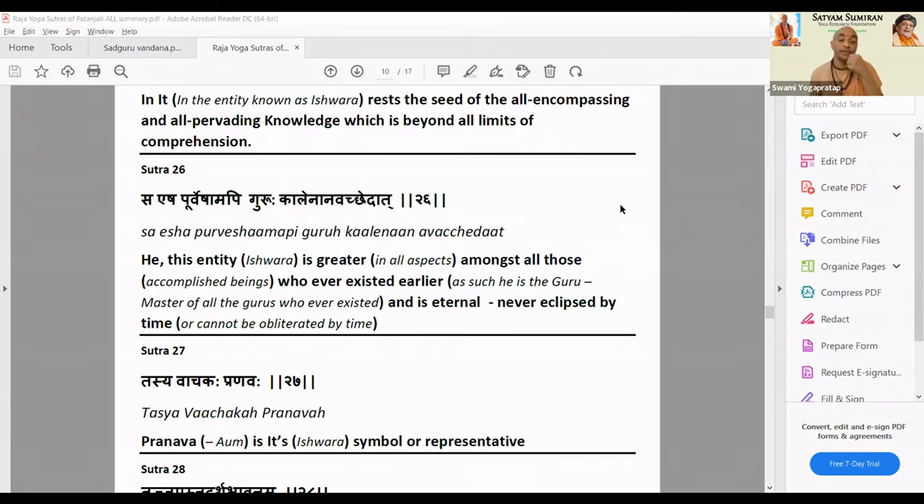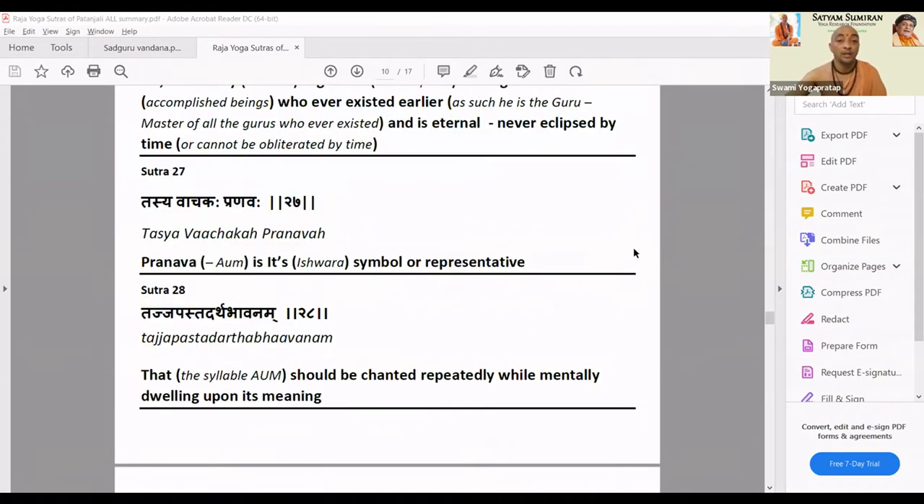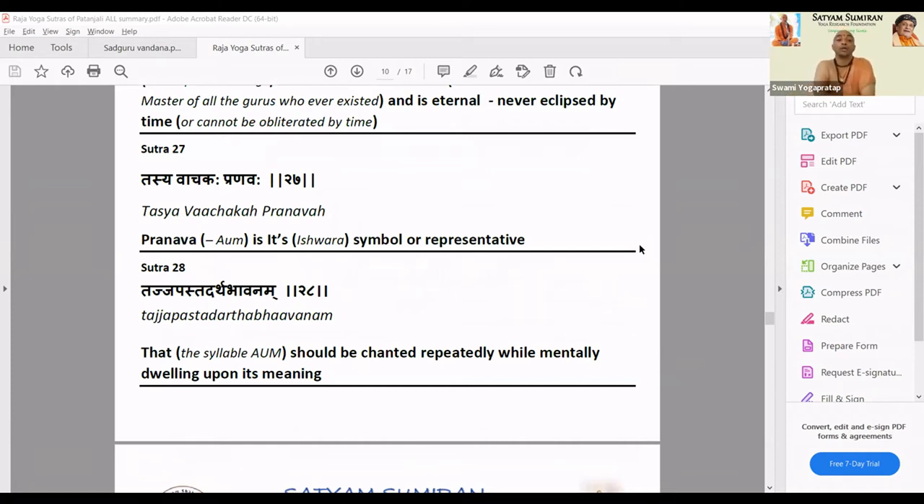No matter how great a person, Rama, Krishna, Adi Shankara, Jesus, everybody, they were eclipsed by time. But this entity, Ishvara, is not eclipsed by time. Time cannot kill this. It is beyond time. Such is the quality of this entity. And that is the devotion to this entity we have to develop.